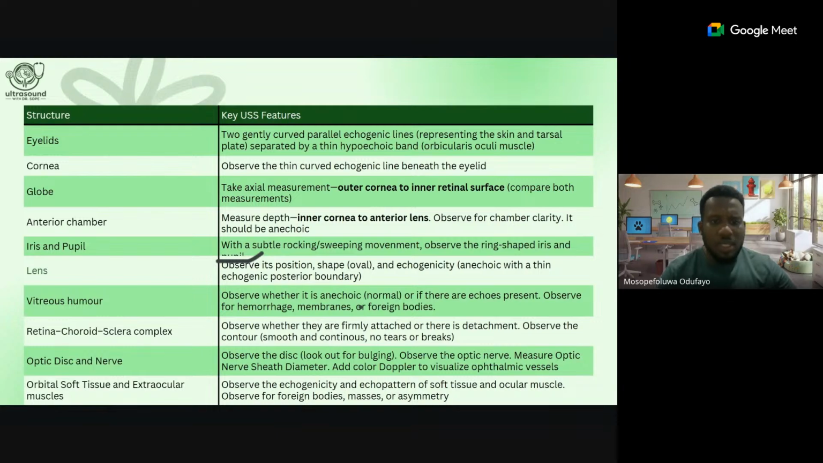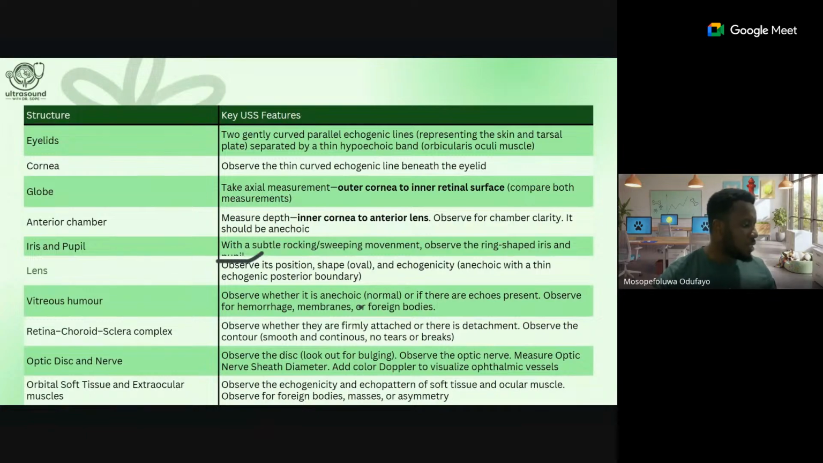Then the next thing you are going to be thinking about is the vitreous humor. Observe whether it's anechoic. We're not really bothered about its own measurements too. Or if there are any echoes present. Observe for hemorrhage, membranes, or foreign bodies. Very, very important. Observe for any of those things, hemorrhage or foreign bodies.